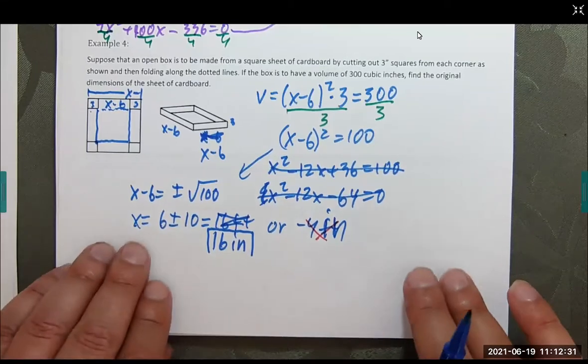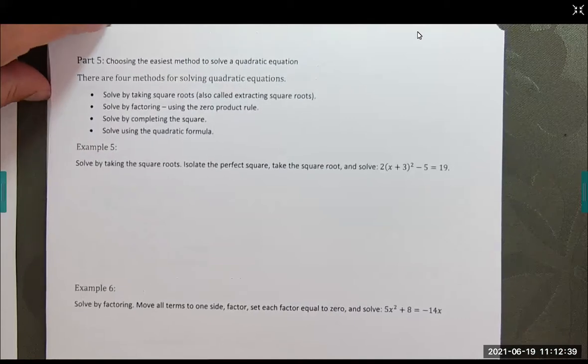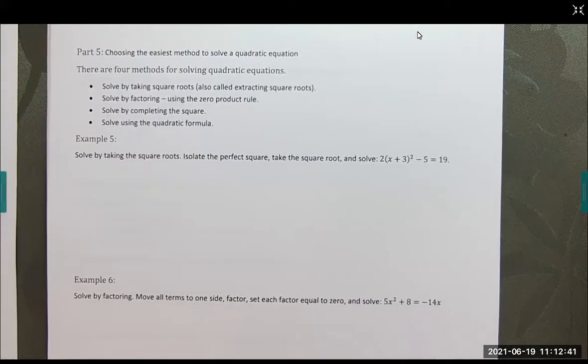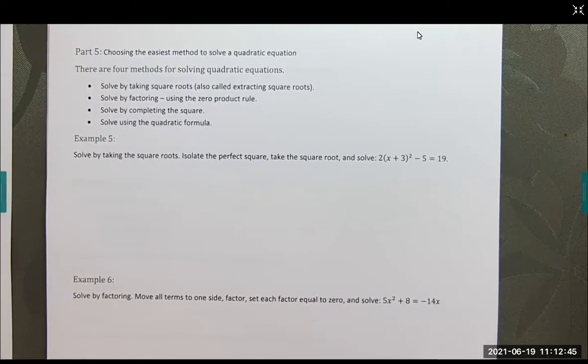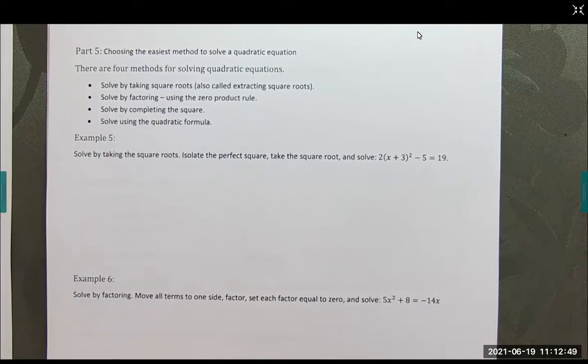So moving on, part 5. Choosing the easiest method to solve a quadratic equation. This is not in stone, and my default is, if you're not sure, use the quadratic formula. It always works if you have it in the right form. So there are 4 methods for solving quadratic equations.